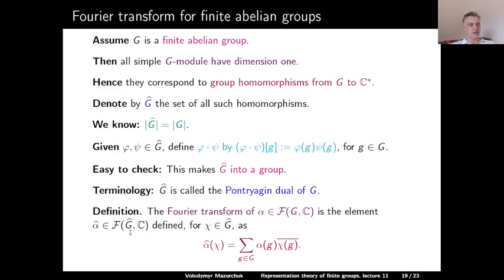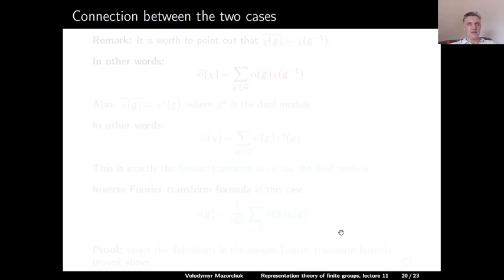complex-valued functions on G hat defined for an element chi in G hat as follows. The value of alpha hat at chi is equal to the sum over all g in G of alpha of g times chi of g complex conjugate. And how can one relate this definition with the general definition for any group? In order to do this, let us first remark that the complex conjugate of chi of g is equal to chi of g inverse. We talked about that.